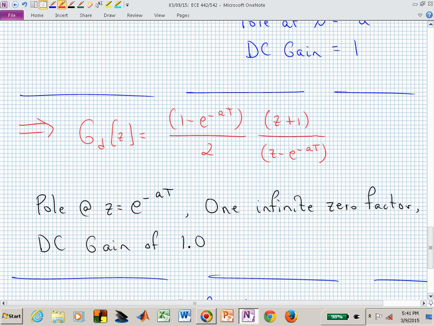The z value that causes the numerator, or the whole thing, to collapse to 0 is a value of z equal to minus 1. And if you set z equal to 1, you should end up with G sub d of z equal to 1 equal to 1. And that's matching the gains at low frequencies.